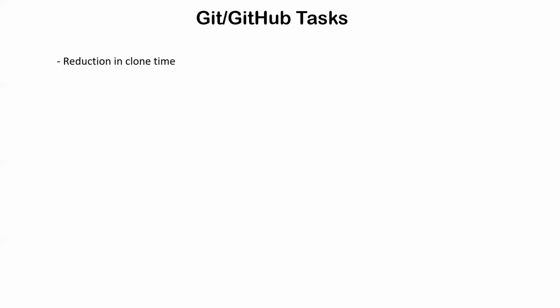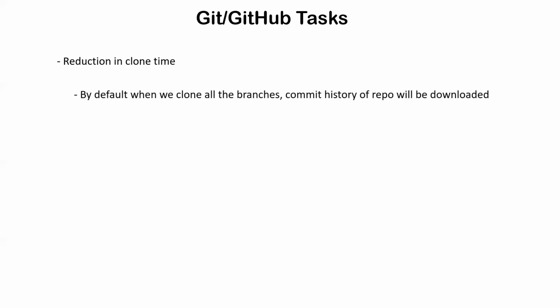Before discussing the steps that we have taken to reduce the clone time, I want to point out a few more things. By default, whenever we clone a repository, all the branch information, commit history, as well as other meta information about the repository will be downloaded.